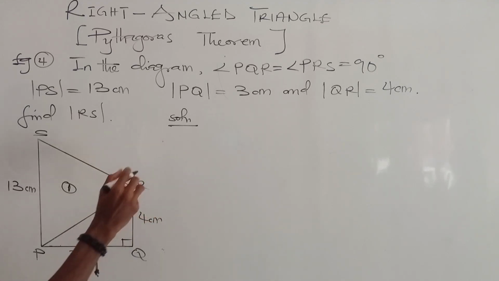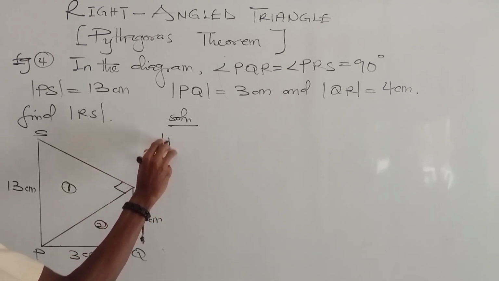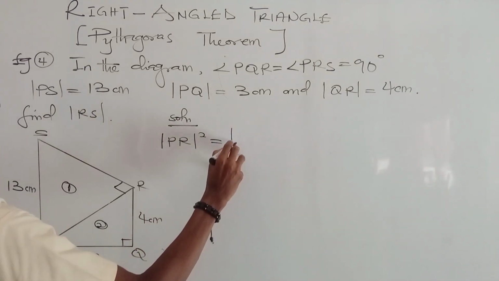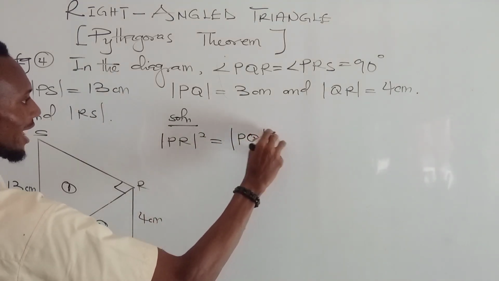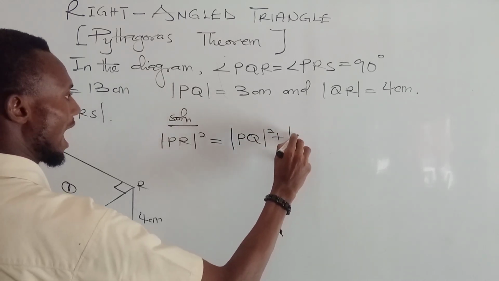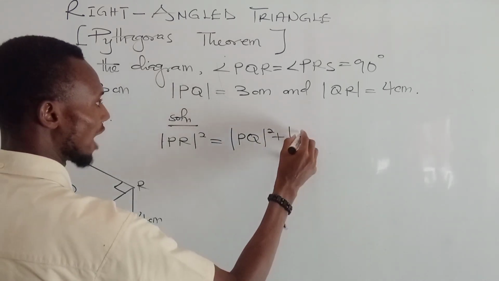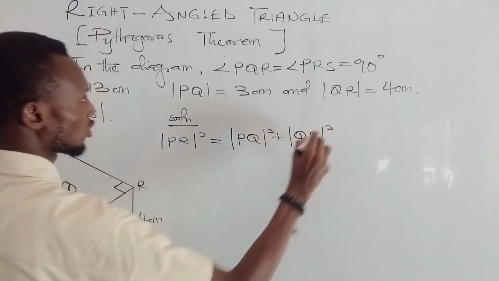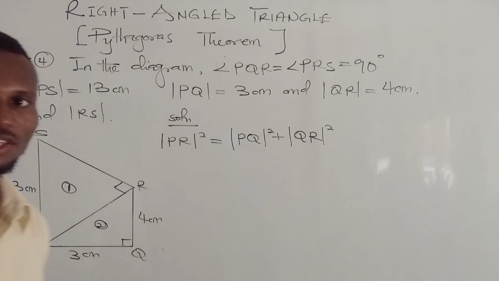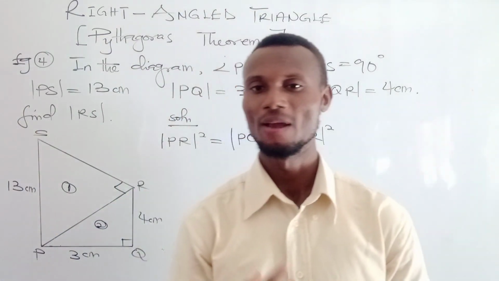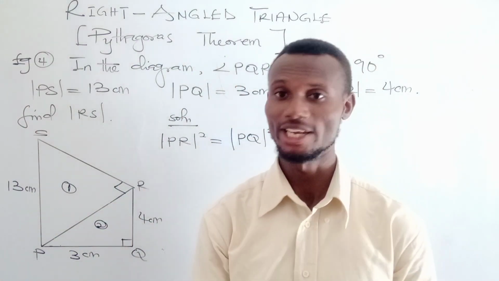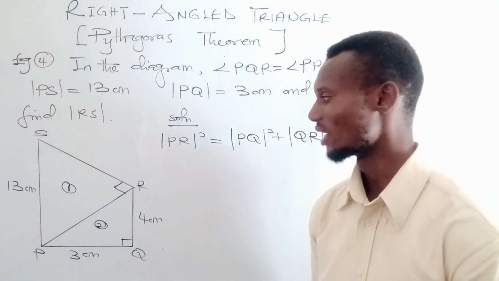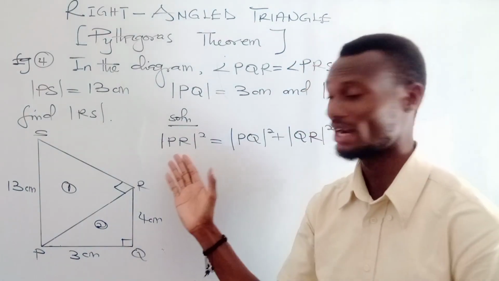Let me write my solution down. I'll have that line PR squared should be equal to line PQ squared plus line RQ squared, or QR squared. RQ is the same as QR, so QR squared. I hope you agree with me up to this point. I'm applying the Pythagoras theorem. That's the formula, and I've explained this a lot in the previous videos. Let me do a little explanation on how we got this one.